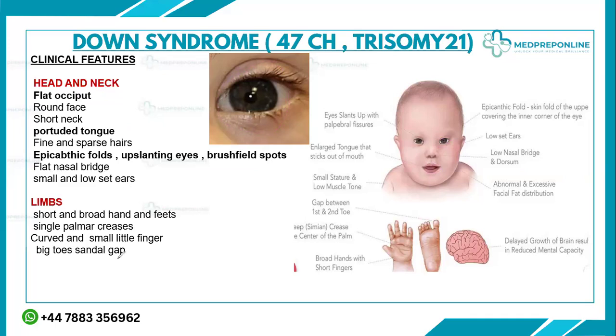Coming to the limbs, they have some specific features: short and broad hands and feet. Sandal gap is there. In the feet they have a big toe sandal gap, which we can see. They have a curved small little finger, and they have a single palmar crease. This is also a very important feature. Normally a child doesn't have a single palmar crease, but they do. So these are some of the features.